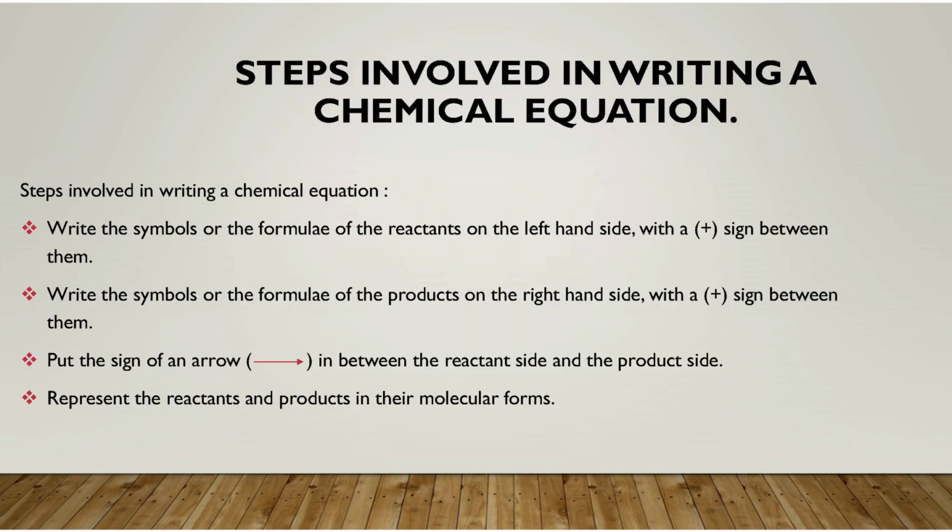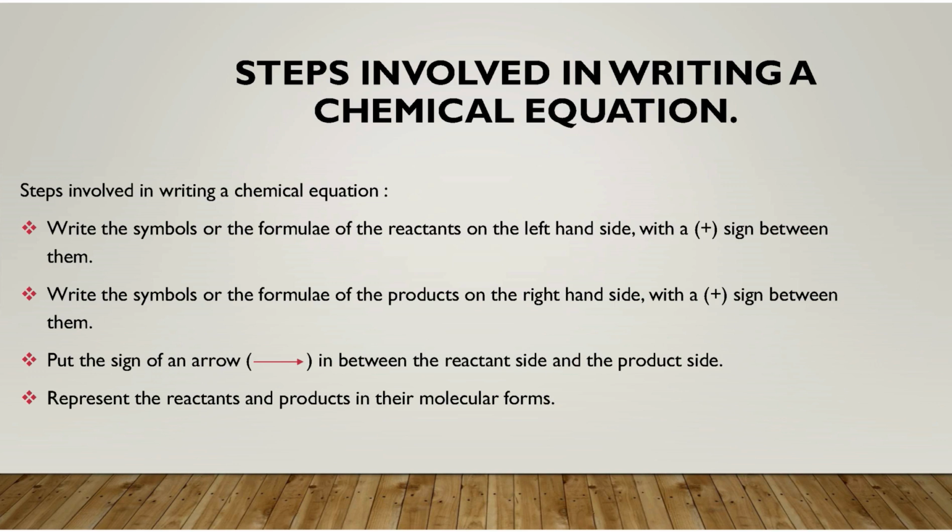Then the next topic is steps involved in writing a chemical equation. When we go to write a chemical equation, what steps should we follow? There are certain steps. The first step is to write the symbols or the formulas of the reactants on the left side with a plus sign between them. We always write the reactants on the left hand side, and when there are two reactants, we put a plus sign between them. If you see any chemical equation, you can understand this. So this is the first step.